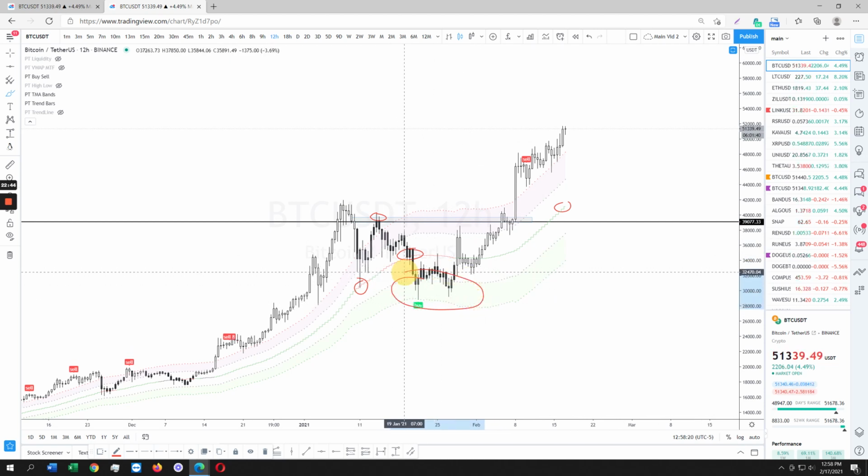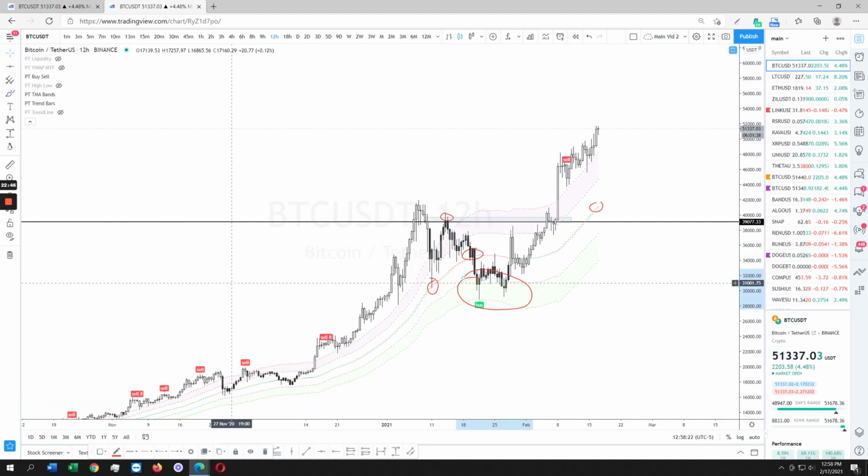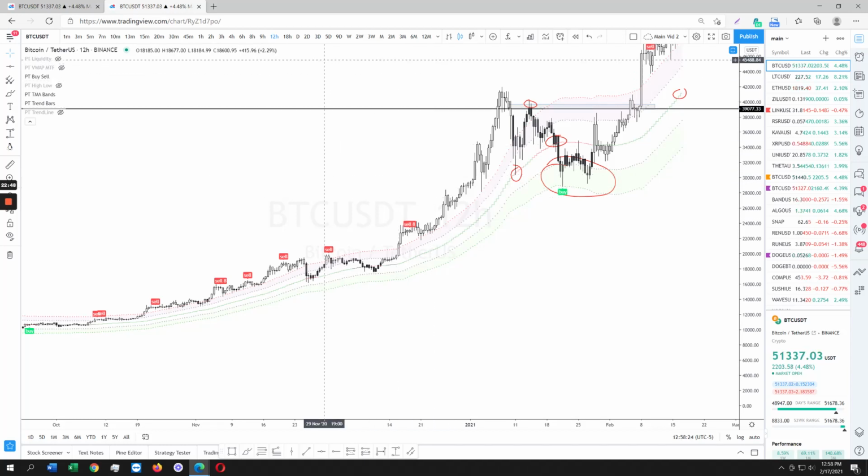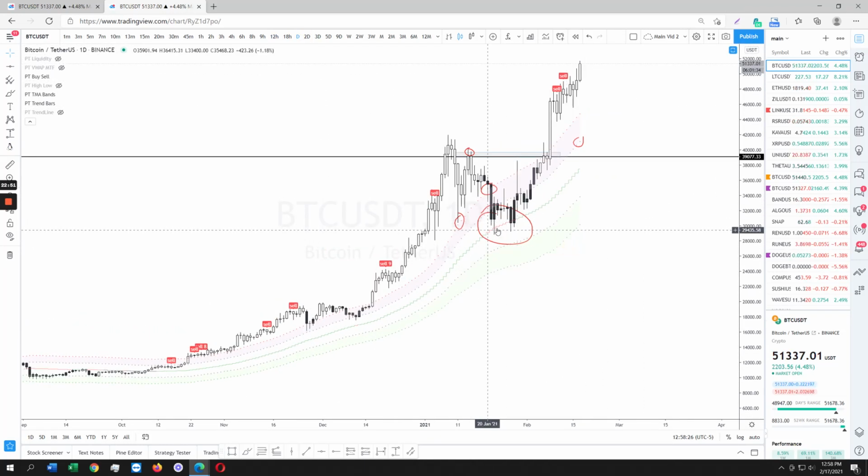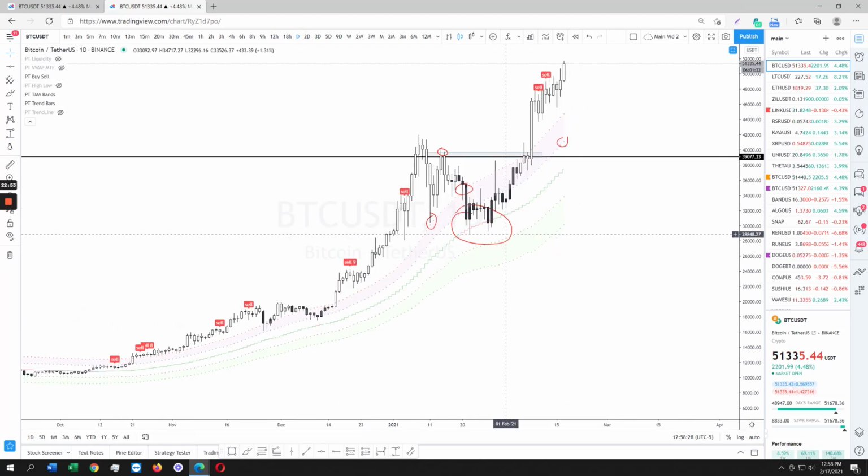You're not going to get under the green zone. You know why? Because that's going to be breaking the daily mid-TMA band. In a bull run or a bull trend, it's very unlikely that you break the mid-daily TMA band. If you do happen to break the mid-daily TMA band, you want to target the green zone.